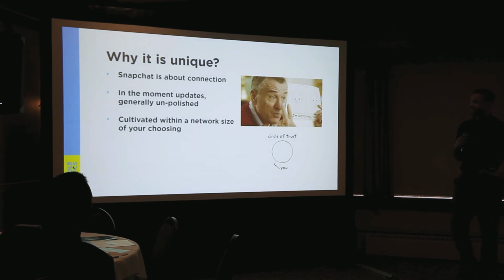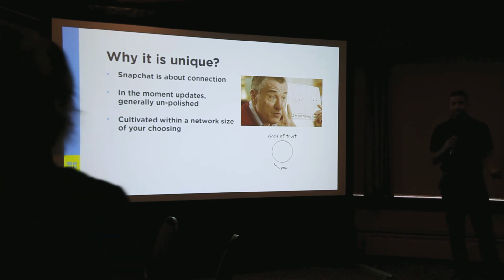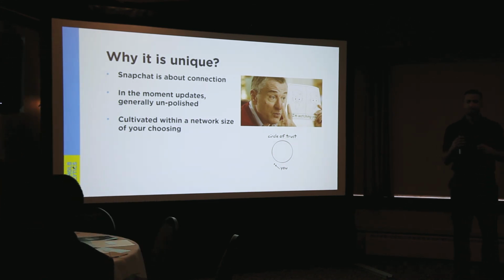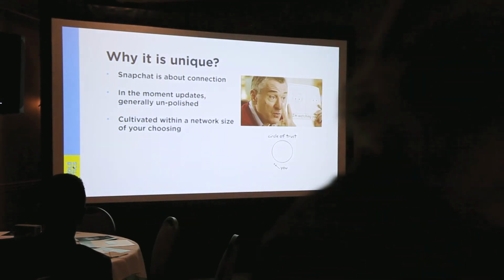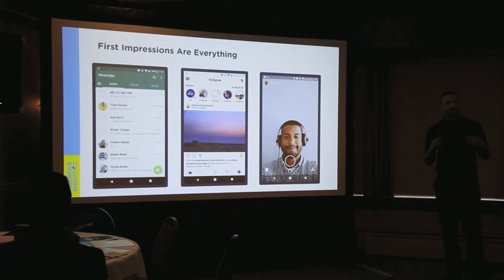So why is this app unique? Because it's about connection. It's about constructing a network where you can show your true self. It's kind of unpolished, live, raw and uncut clips of your life, and it's about connection. So you build a circle of trust, as Robert De Niro would say in Meet the Fockers. You only let people in, and you craft that network size to appeal to your circle of trust. Let's see how they achieve this.